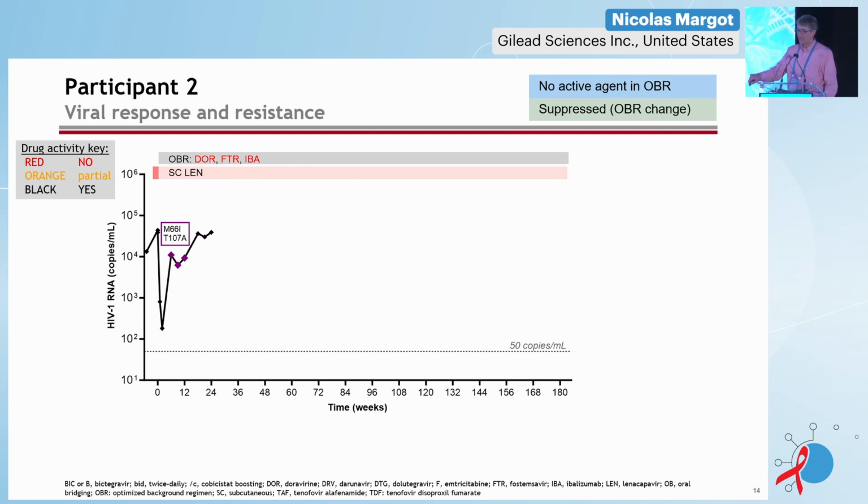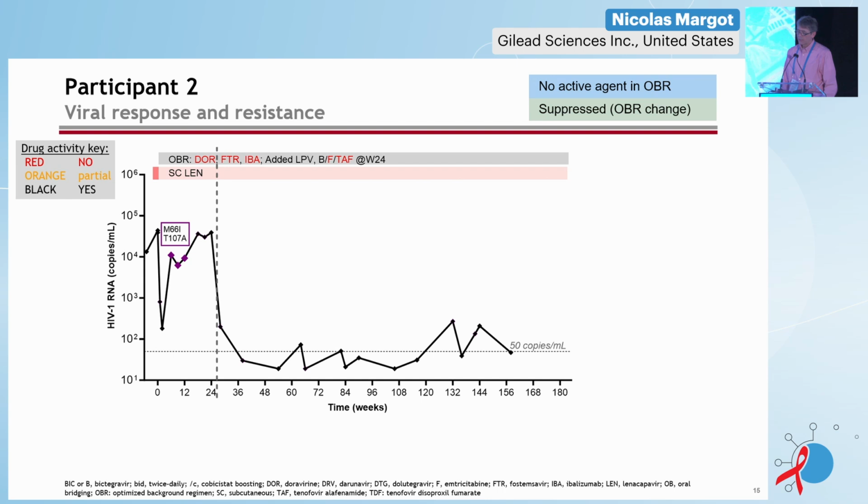The OBR is indicated on top in the gray box, and you can see on the left the key to the color coding. So red, orange, or black, similar to the table I mentioned. I didn't use green here. As you can see, this participant was receiving doravirine, fostemsavir, and ibalizumab, and they were all inactive at the time of resistance development, with the M66I in this case.